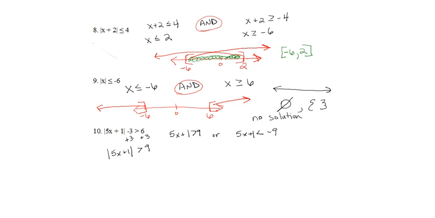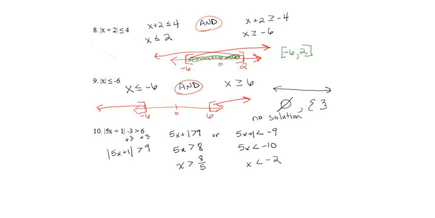So the first equation, when I subtract 1 from each side, I'm going to get 5x is greater than 8. On the right side, I'm going to get 5x is less than negative 10. I'm going to divide here. I'm dividing by a positive number, so I don't change the sign. So I have x is greater than 8/5. And when I divide here, I'm dividing by a positive again. So I do not change the sign. And x is less than negative 2.